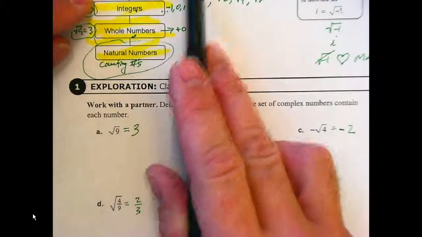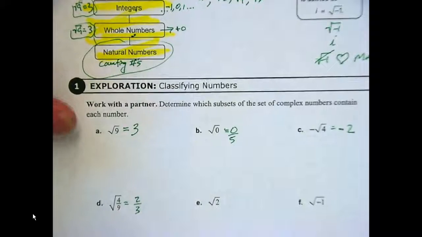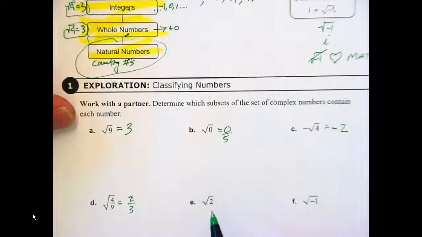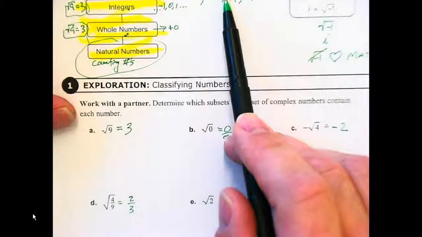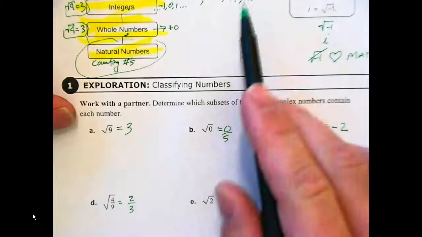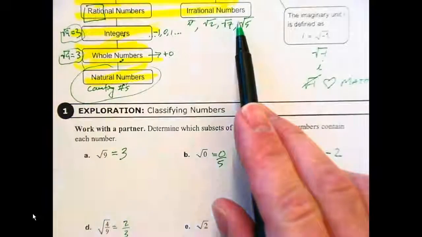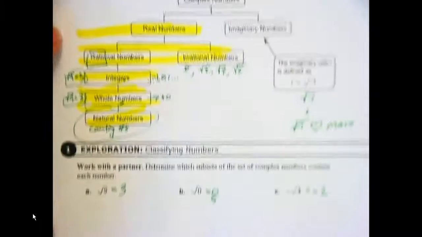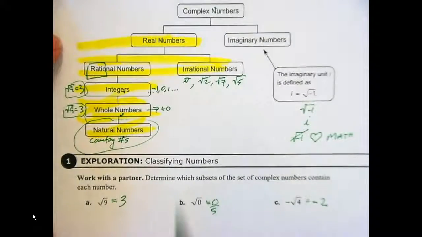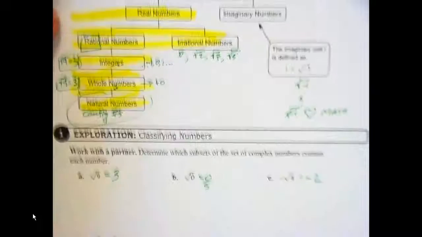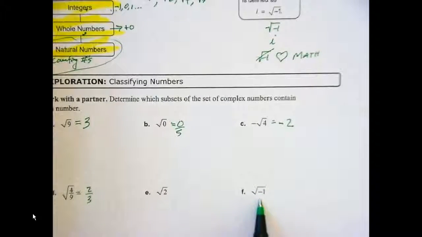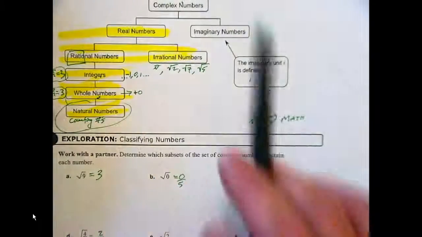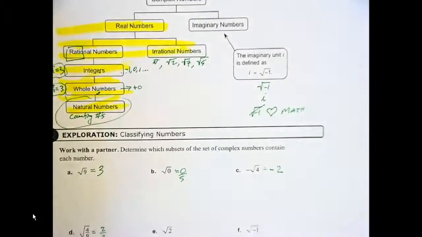√2, can that be made into a fraction? No. Therefore, it's irrational. That's the most specific name. However, we could call it irrational, we could call it real, and we could call it complex. And √-1 is imaginary. But we could also call it complex. Is there another subgroup besides complex? We're ending right there.